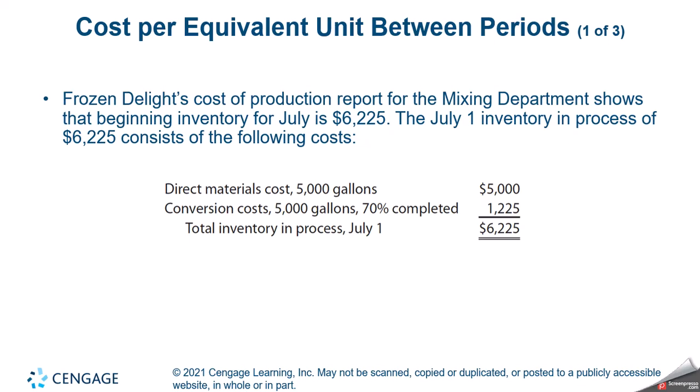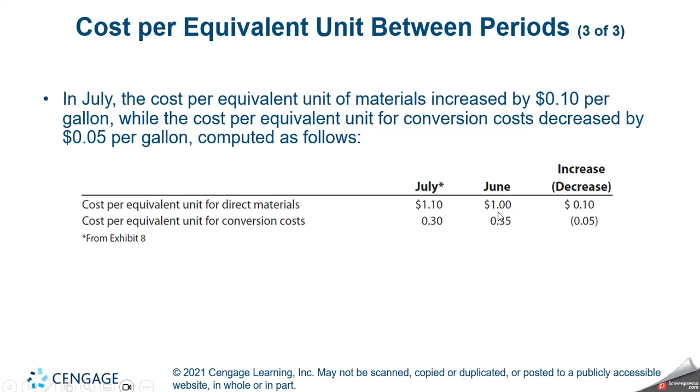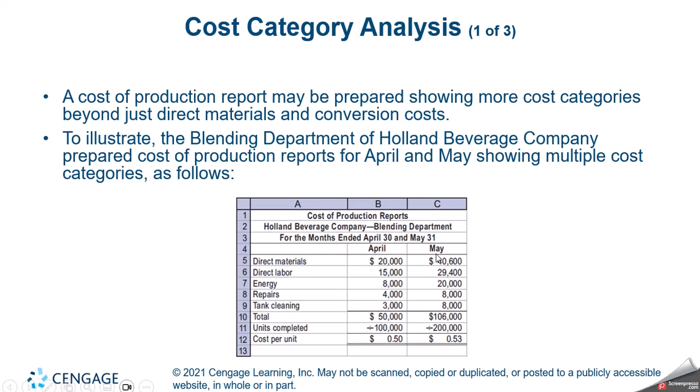Again, we're showing what is included in our beginning inventory, and then we calculate the new cost per unit and our new conversion cost per unit. And then again, those are a little bit different. So we can see that they've changed a little bit from June to July. And then we're going to allocate it out based on the costs that were incurred.